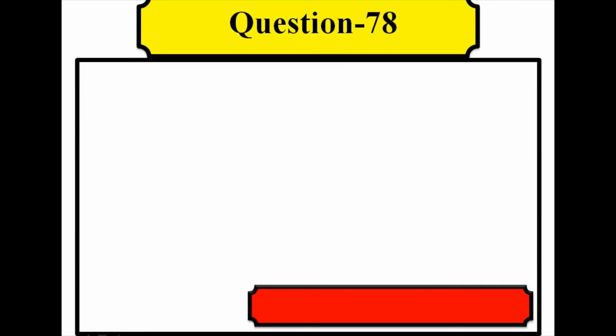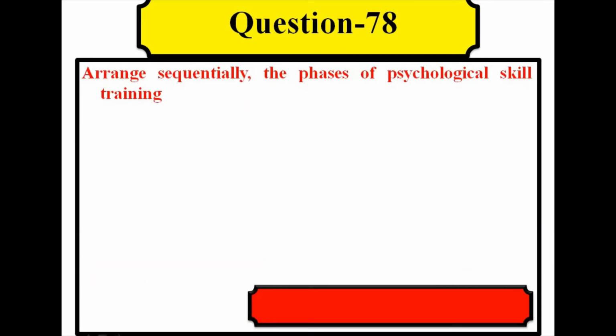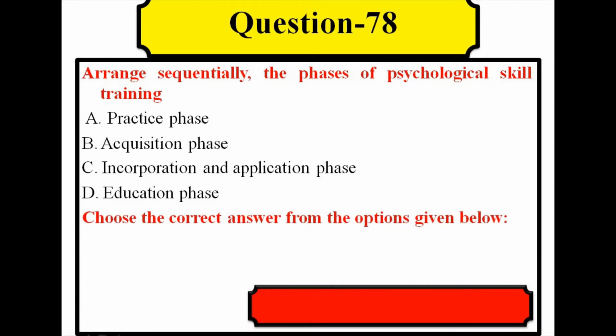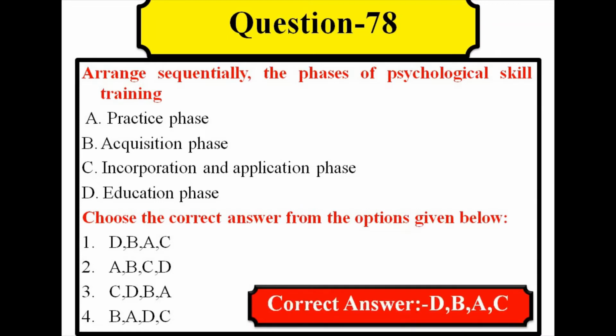Question 78. Arrange sequentially the phases of psychological skill training. A. Practice phase. B. Acquisition phase. C. Incorporation and application phase. D. Education phase. Choose the correct answer from the options given below. D, B, A, C. A, B, C, D. C, D, B, A. B, A, D, C. Correct answer: D, B, A, C.